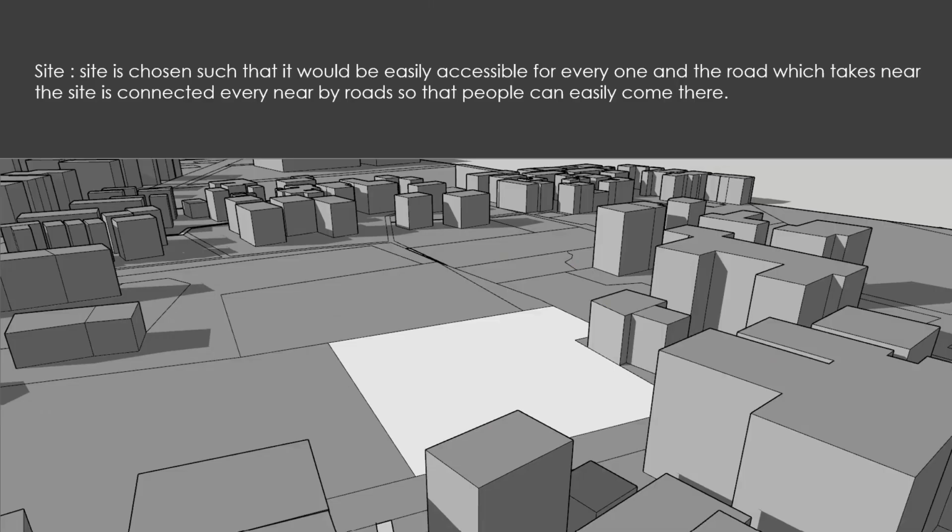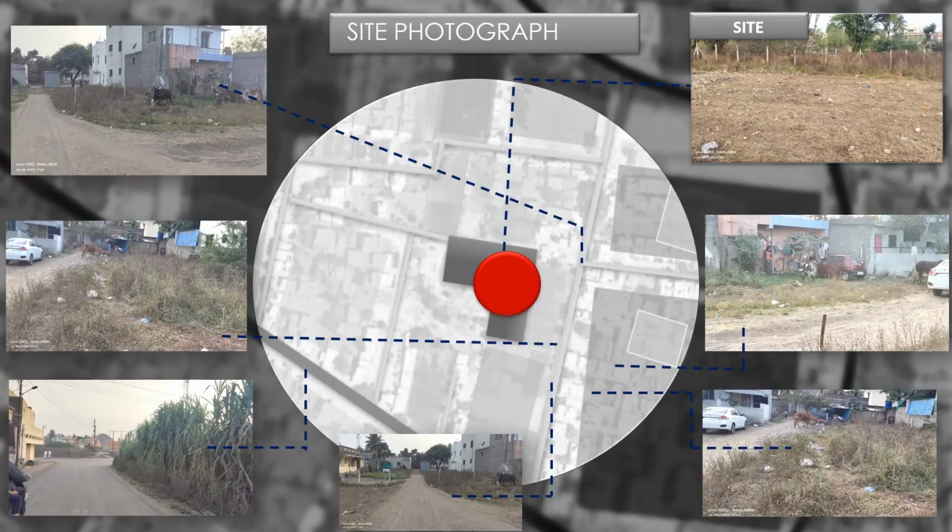The site is chosen such that it would be easily accessible for everyone, and the road which goes near the site is connected to all nearby roads so that people can easily come there. These are some photographs of my site.